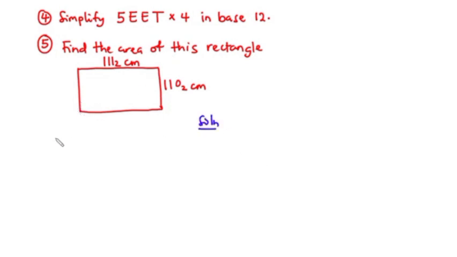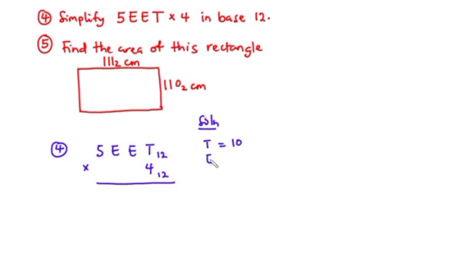So we are going to simplify 5ET times 4 in base 12. Now because you are working in base 12, when you see the letter T, then this represents the value 10, and then when you see E, then that is equal to 11. So let's take note of that.